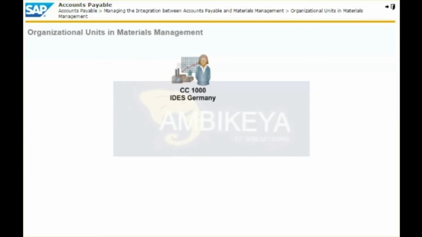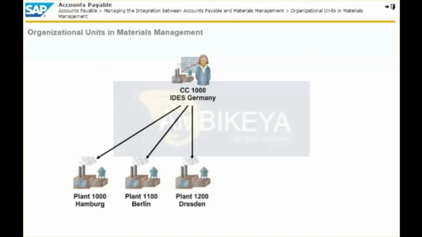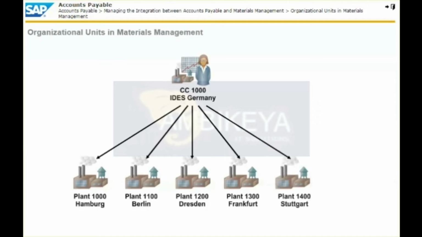Some of the plants included in IDES company code 1000 Germany are 1000 Hamburg, 1100 Berlin, 1200 Dresden, 1300 Frankfurt and 1400 Stuttgart. All company code relevant transactions from these plants are posted in company code 1000 because these plants are assigned to company code 1000.